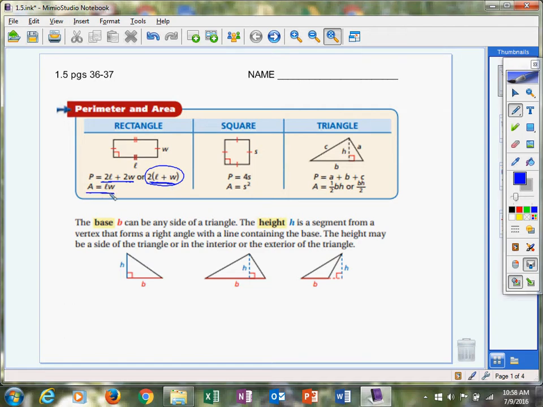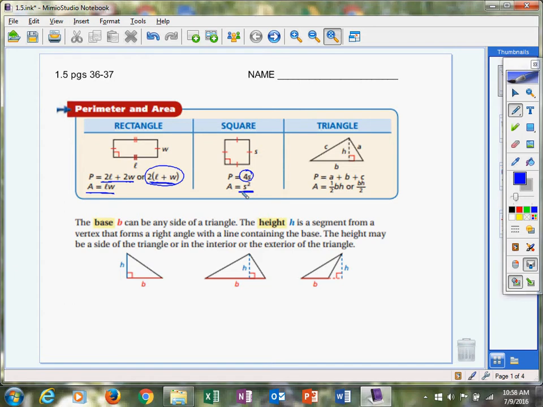And then area is really simple. You just multiply length times width, or base times height. Length times width can also be called base and height for a rectangle. It's not a big deal. For a square, if you know one side, you know them all. So 4 times s, because you have 4 sides of equal length, 4 s's. That 4 times s is how you find perimeter. For area, it's s times s, which is s squared.